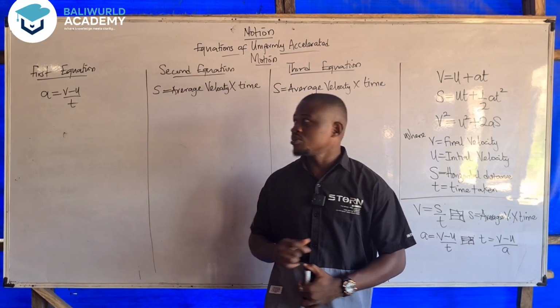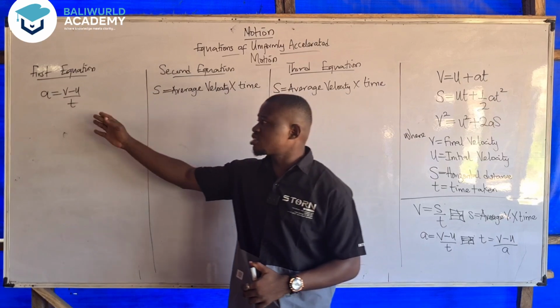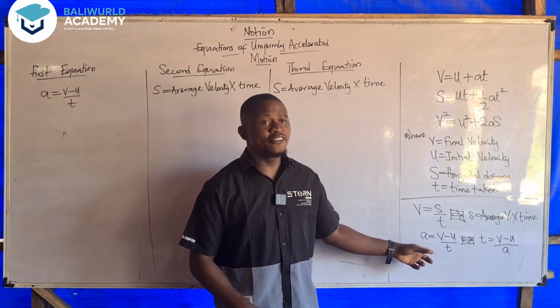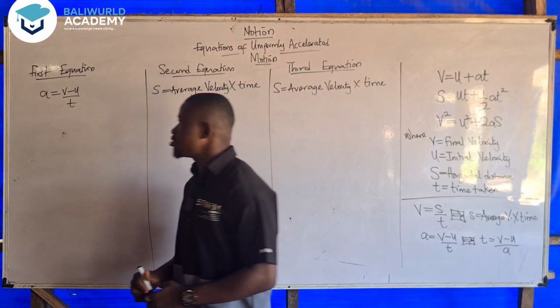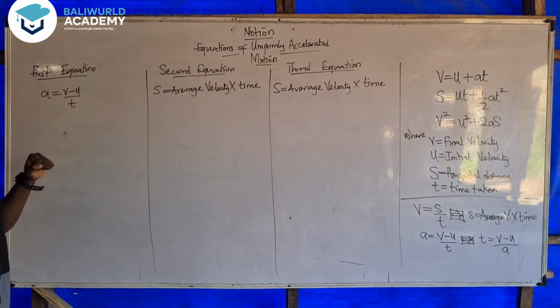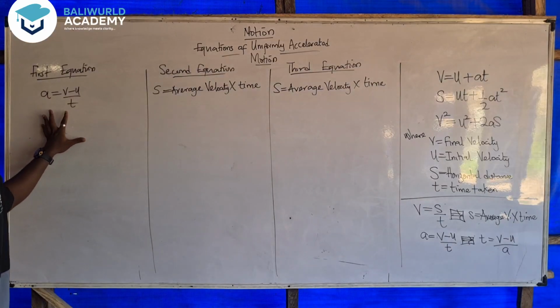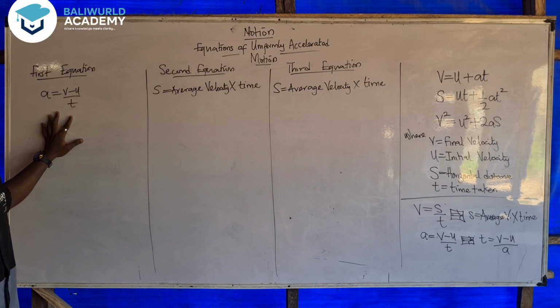Now let's quickly dive into the first equation of motion. The first equation of motion starts with the acceleration formula, which is acceleration equals V minus U divided by time taken. Now let's go. The acceleration equals V minus U divided by T. Now we're going to make V the subject of the formula. That's the concept, and that's the only thing you're going to do here.